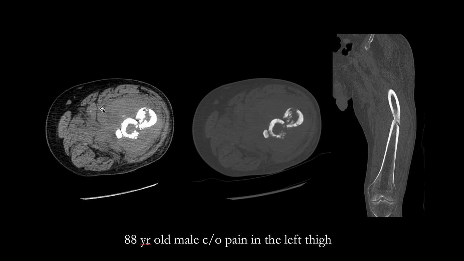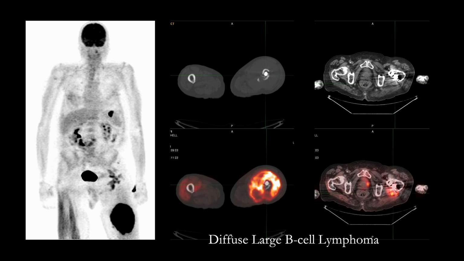Then around this fracture, in the soft tissue window, we see this large heterogeneous attenuation mass. This patient underwent internal fixation, and at that time they did a biopsy and found diffuse large B-cell lymphoma. So the next step in their management was to get an FDG PET-CT scan.